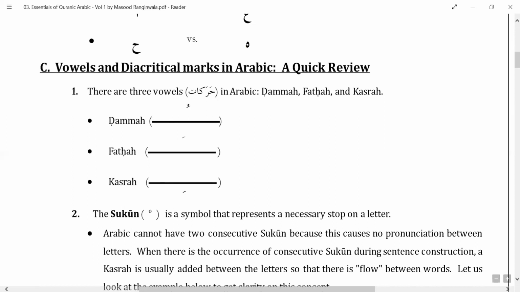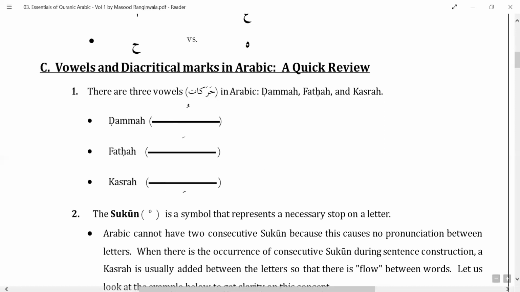These two, first two, u and a, dhamma and fatha, are written above the alphabet. So that is why you can see here the line. This will denote the alphabet. Kasra is written below the alphabet. Now this denotes the movement of your lips. If you see a straight line above the alphabet, you will move your lips up, a.